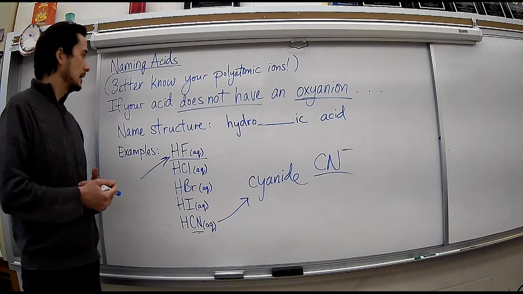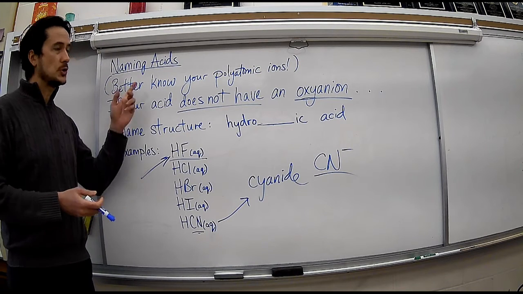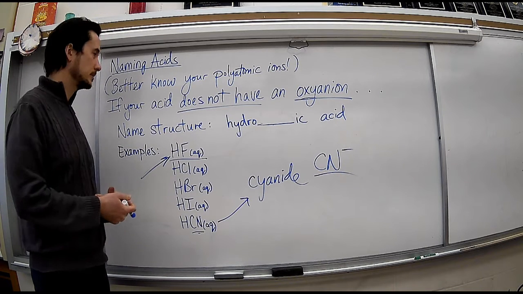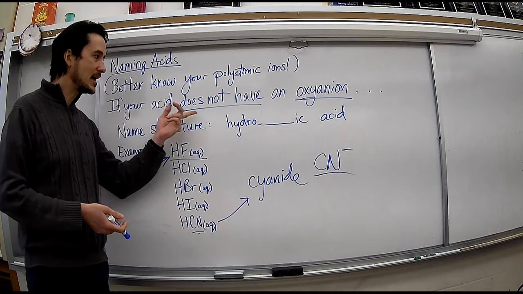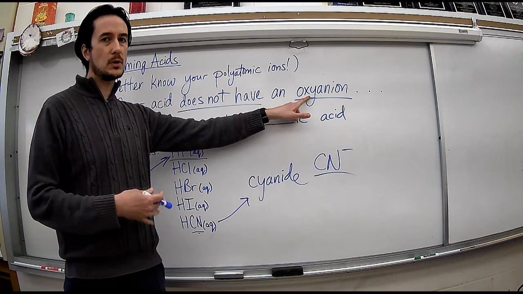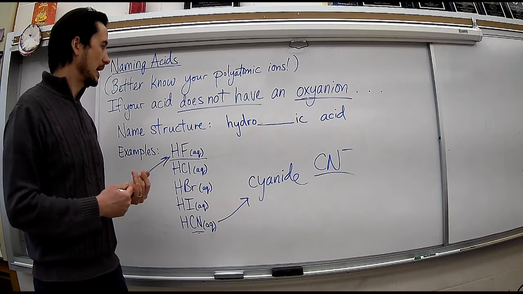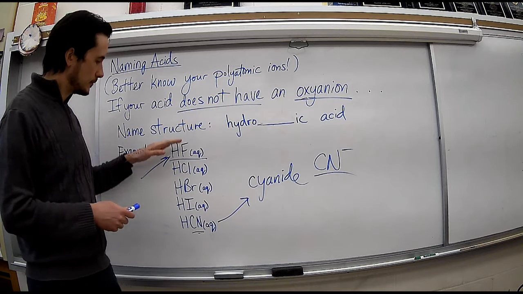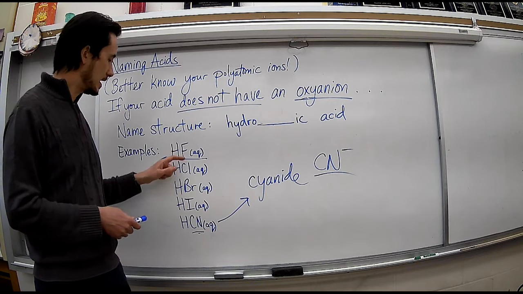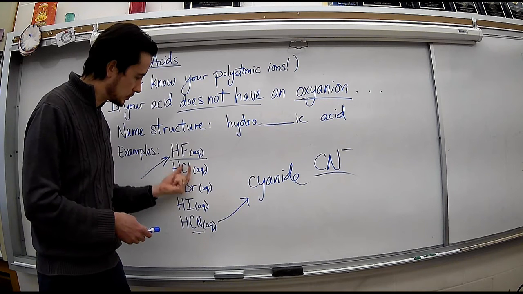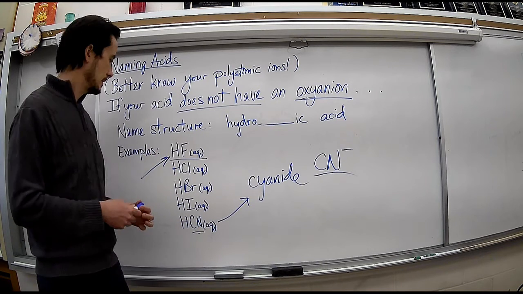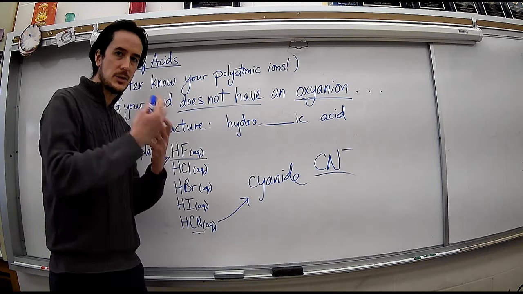All right, so for naming acids, you really should know your polyatomic ions, although polyatomic ions are not going to be in every acid. So if your acid does not have an oxyanion, this is one thing that you're going to look for when you are naming acids. Look for an oxyanion. If we see all of these 5 acids, there are no oxygen atoms. The anions are fluoride, chloride, bromide, iodide, cyanide. They all end in "ide," right? And so that "ide" ending is going to change.